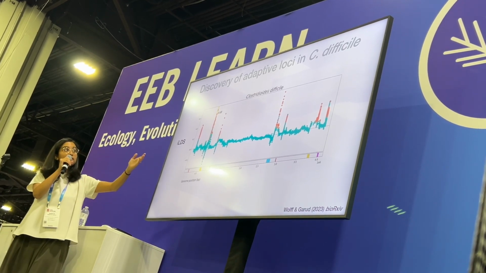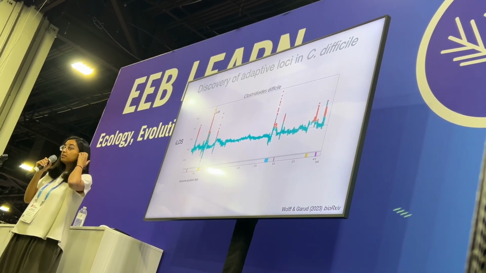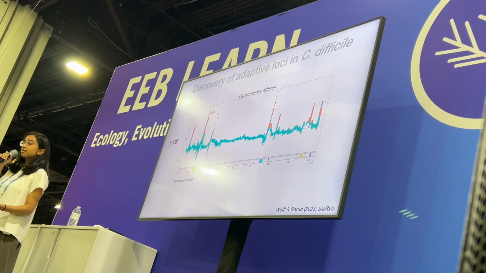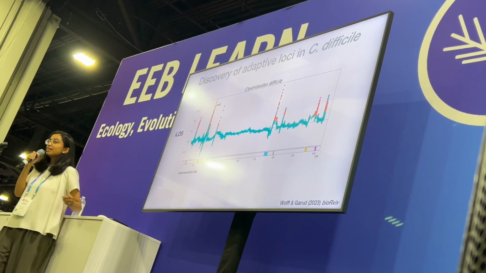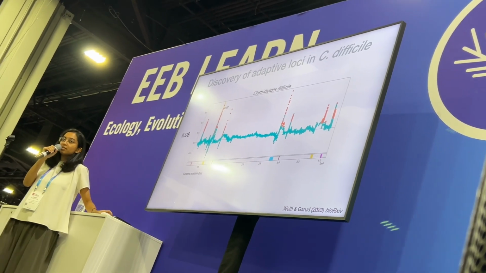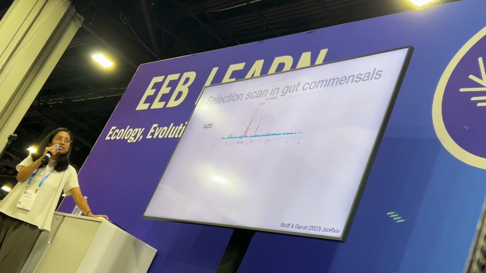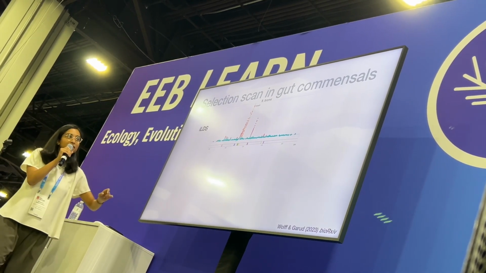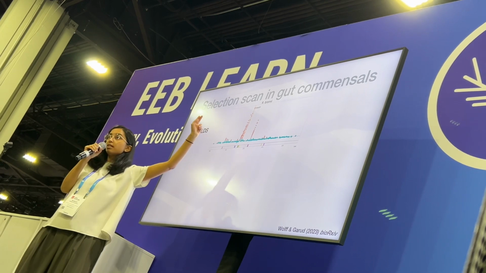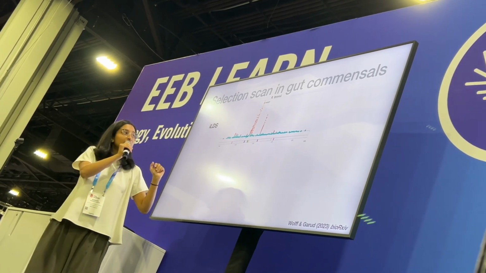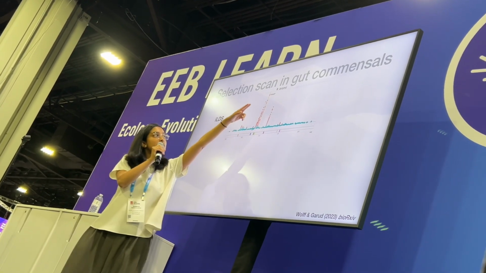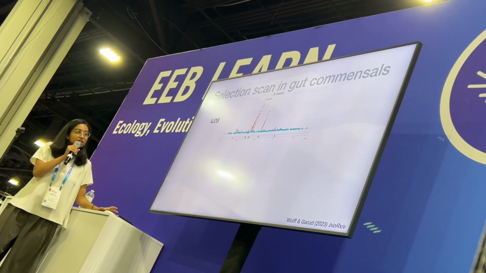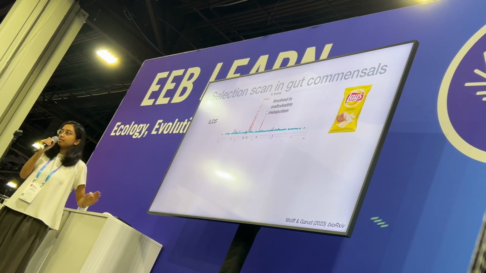Our highest peak is TCDB. So we clearly are able to resolve known positive controls in known pathogens. So next, we're going to apply this to human gut commensals. And so this is a scan conducted in the gut commensal called Ruminococcus bromii. And what we pick up here is a sweep at this locus called MDXEF, which is involved in maltodextrin metabolism.